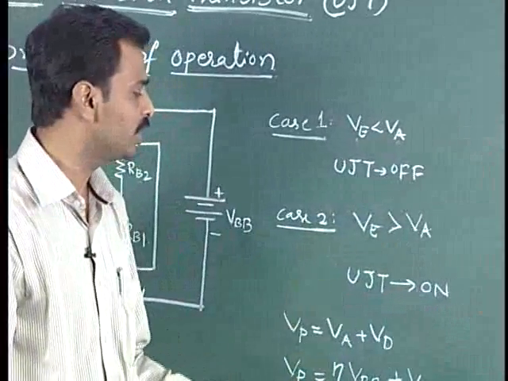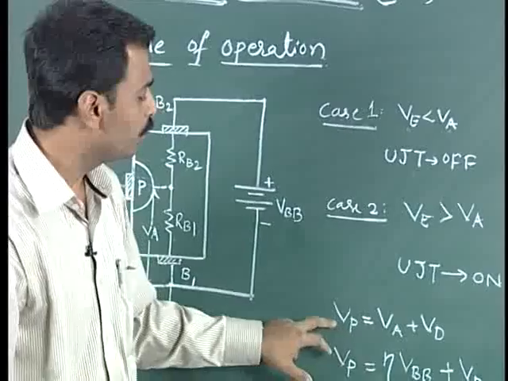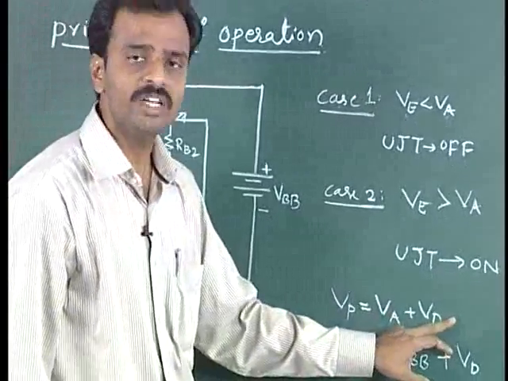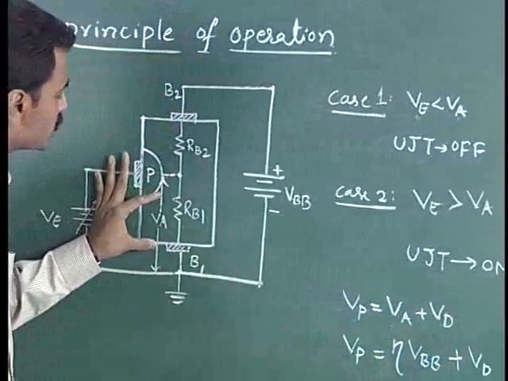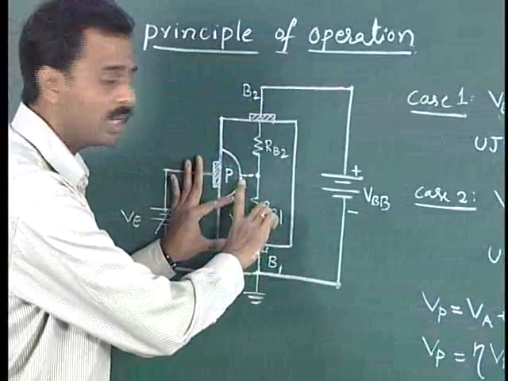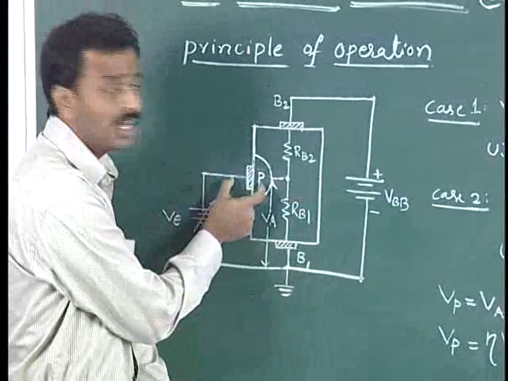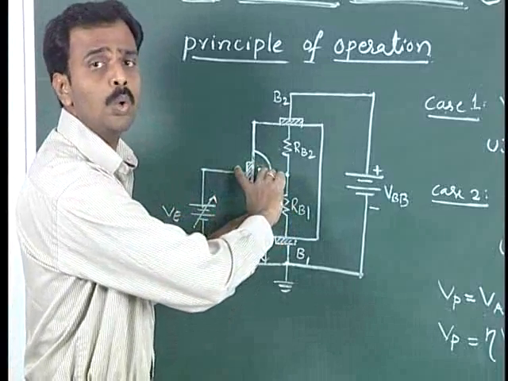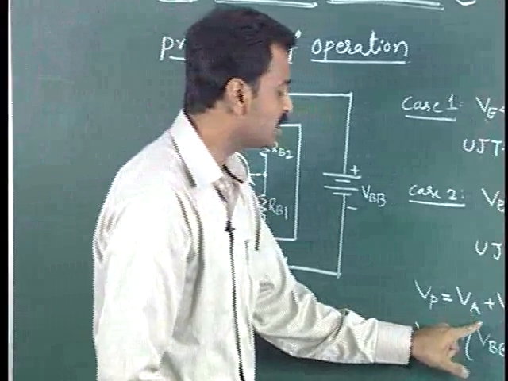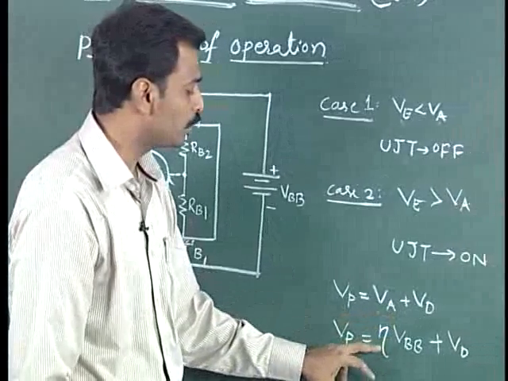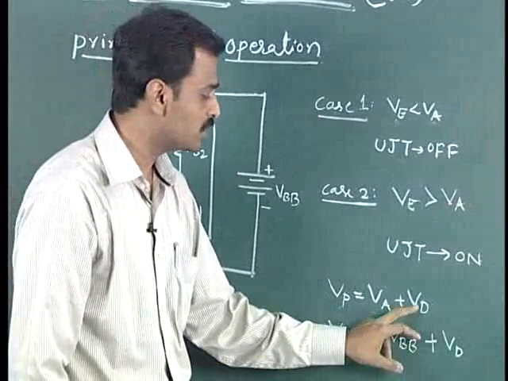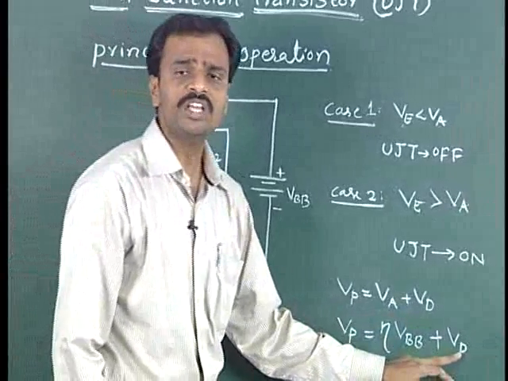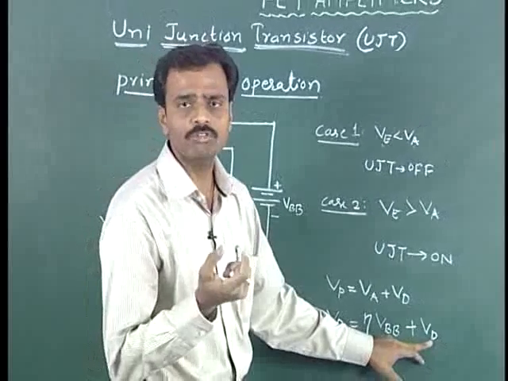Now we'll see what VA is. The total voltage VP is given by the sum of VA plus VD. As we have seen, VA is the voltage across the junction and the terminal B1, and VD is the voltage drop across the diode. VP is equal to the sum of these two voltages. VA is equal to eta into VBB, and this plus VD is the drop in voltage. This voltage drop across the diode will be different.